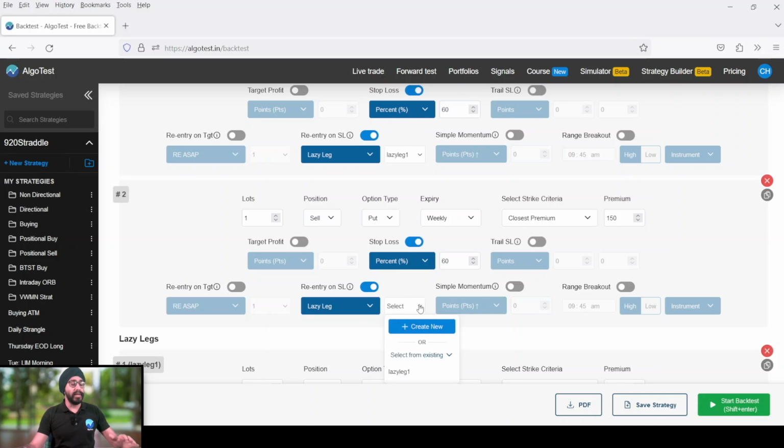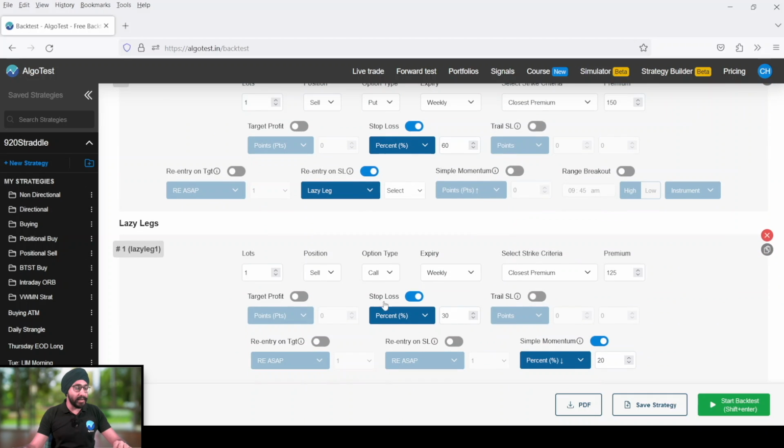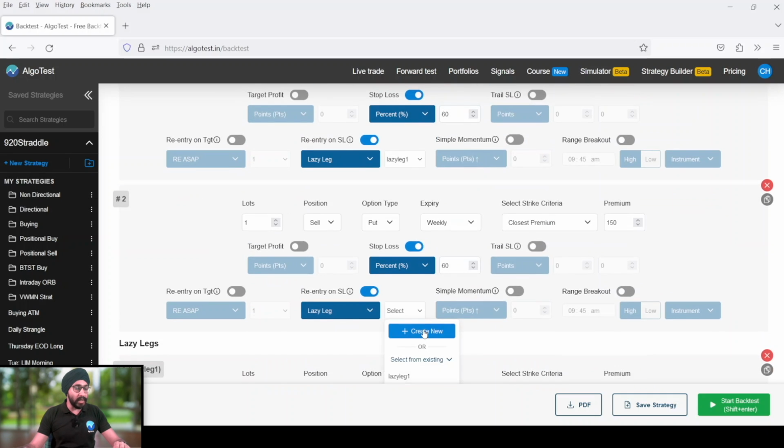Okay. So in this feature, I can either select the previous lazy leg that I created, or I can create a new one. I wouldn't be selecting the previous one because the previous one had a call sell, whereas in this one I want to sell a put. So what that means, let me just explain it to you. If I've sold a put which was trading at 150 rupees and my stop loss hits say at 240, then I want to sell a put which is currently trading at 125 only and only if the price of that put reduces by 20%, right?